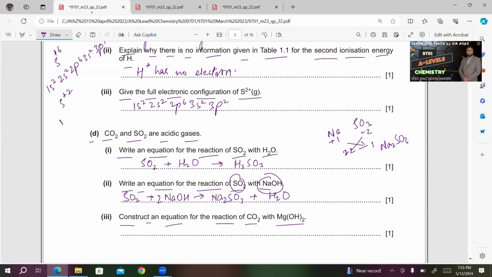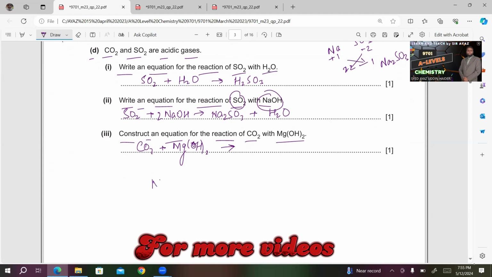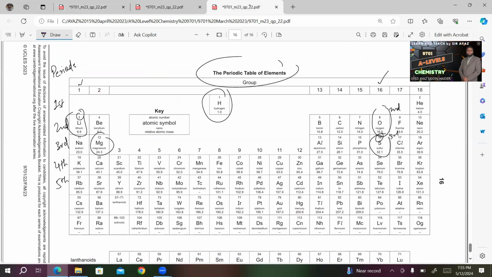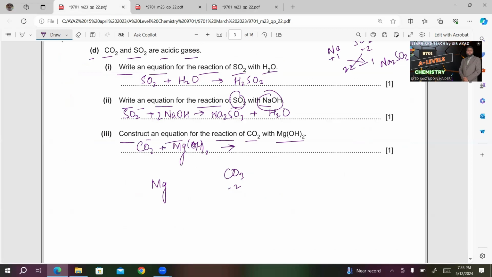Number 3, construct an equation for the reaction of CO2 with magnesium hydroxide. Carbon dioxide is a gas. When it reacts with magnesium hydroxide, it will form a carbonate plus water. So we get the carbonate of magnesium. Carbonate carries a -2 charge, and magnesium is in group 2, which carries a +2 charge. Ignoring the charges, 1, 1, the subscripts are exchanged. So the final formula must be MgCO3 plus H2O.